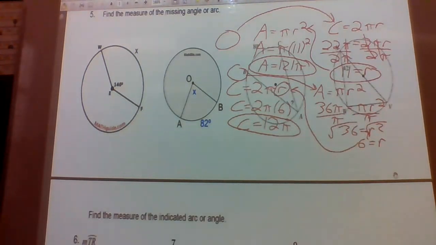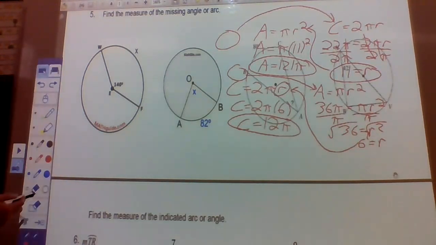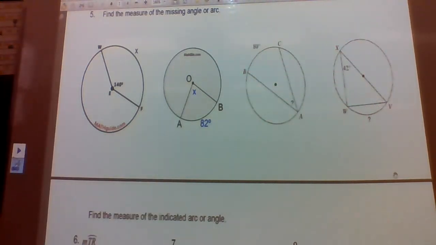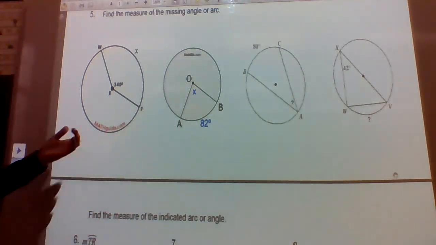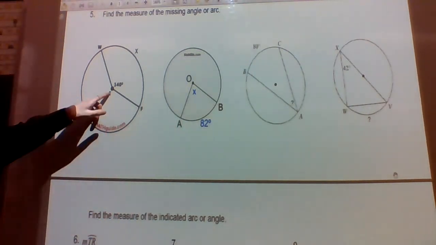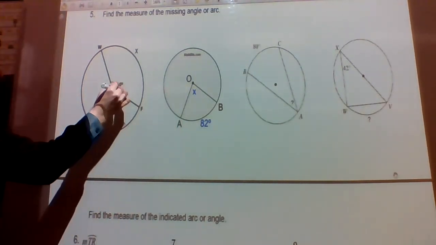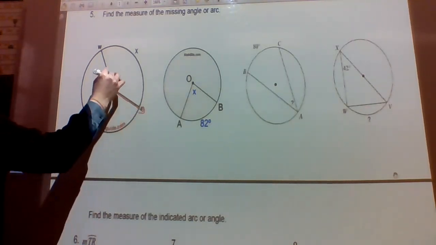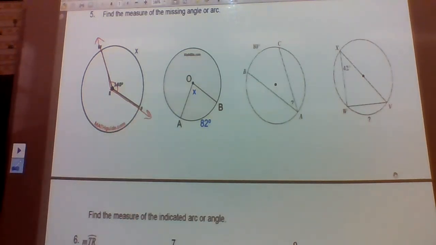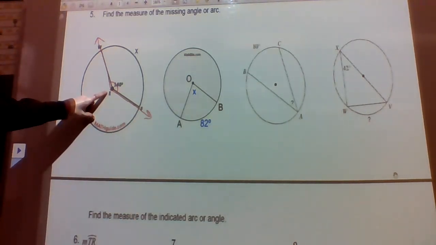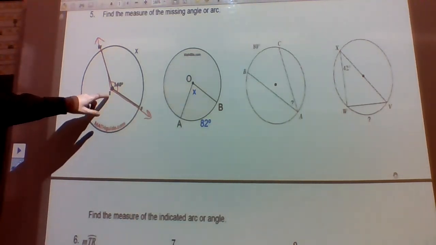Okay, number 5, we want to find the measure of the missing angle or arc. The first thing we have to figure out is, do we have a central angle or an inscribed angle? For the first one, we have a central angle because the vertex of the angle, here's our angle, 140, is E. E is in the center of the circle, so it's a central angle.